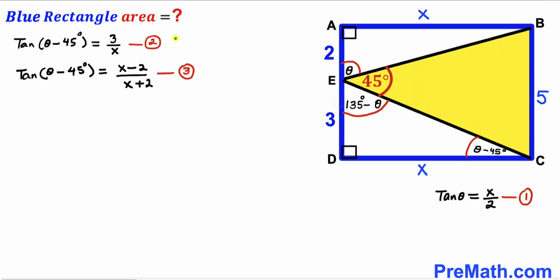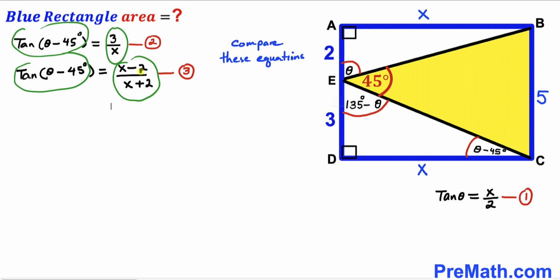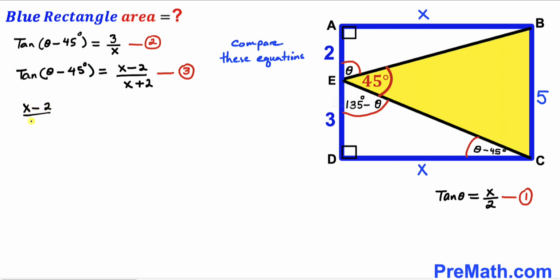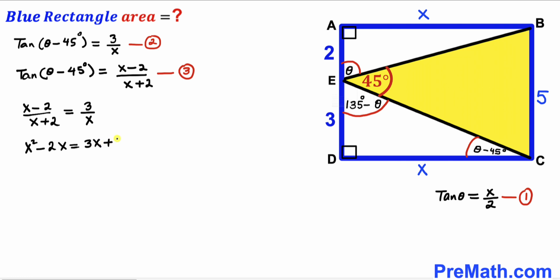And here we have ended up with these equations 2 and 3. Now we are going to compare these two equations. We can see our left hand sides are identical. So therefore we can equate the right hand sides as well. So I can write x minus 2 divided by x plus 2 is equal to 3 divided by x. And now we are going to cross multiply. So we are going to get x square minus 2x equals 3x plus 6.